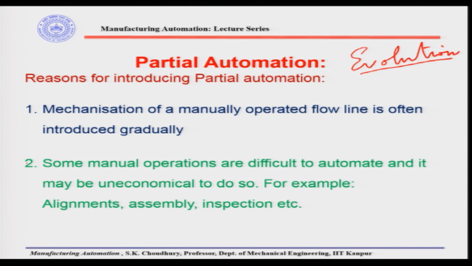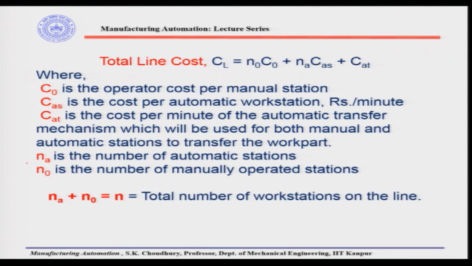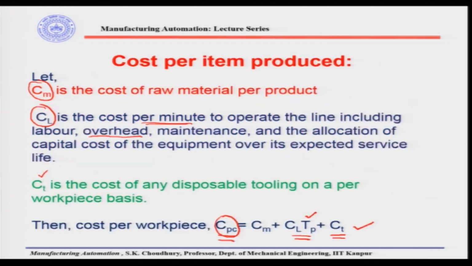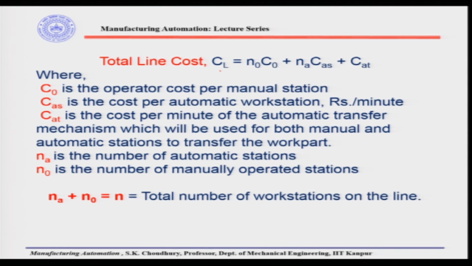So, that is the reason we introduce some manual operations in the automation, and this is called partial automation. So, in partial automation the total line cost will be given by another formula, rather than CPC equal to CM plus CL TP plus CT. Mind it, this is the formula we are using for finding the cost in the automated flow line, where we have complete automation, and this is the one we are talking about, where we still have some manual operation or manual machines.